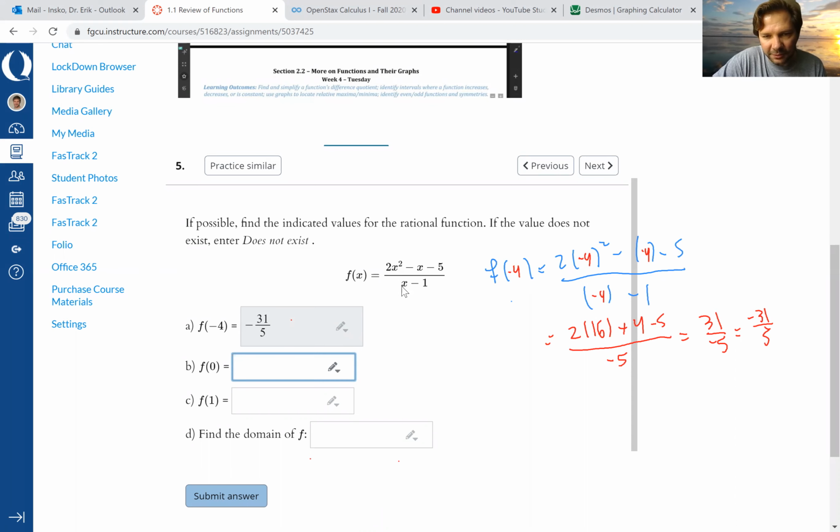The next one's a little bit easier because we're asked to evaluate at 0. So I can just plug in 0 for all the x's. So basically just ignore all these terms. And I just get -5 over -1, which would just be 5. And then f of 1, there I'm going to get something that's non-zero on top because I'll get 2 minus 1 is 1 minus 5, so that's -4 on the top, but then I'll get 0 on the bottom, so that's a does not exist.